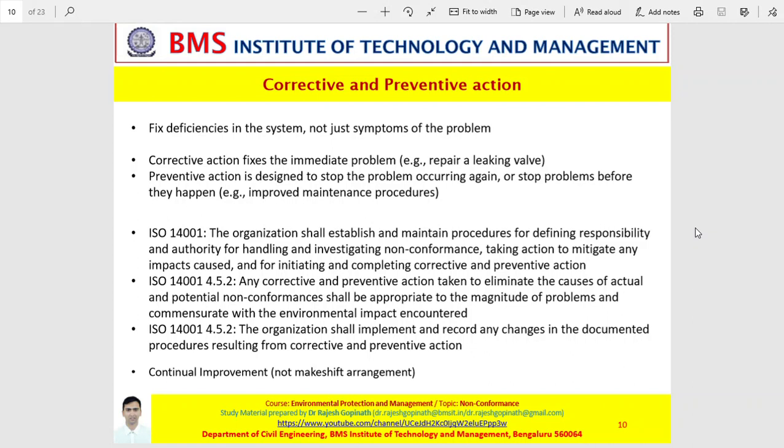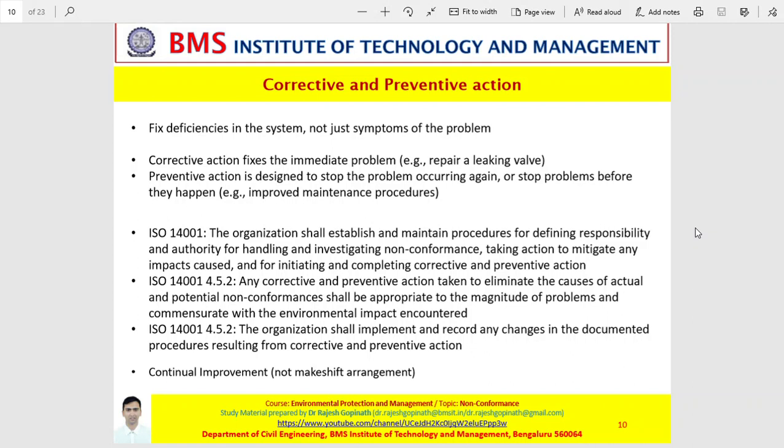In a similar manner, both corrective and preventive actions need to be incorporated in an industry with respect to its EMS. Now, as I told you, corrective and preventive measure is not to fix the deficiencies of a system, but it is to fix the system in itself.